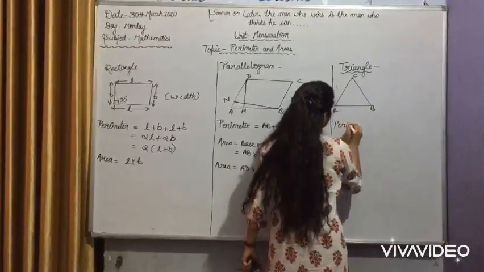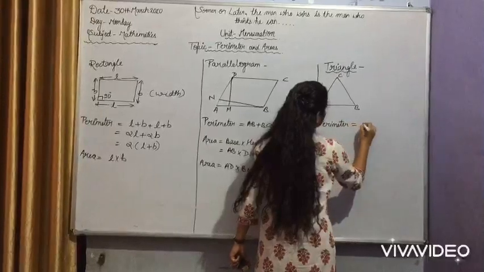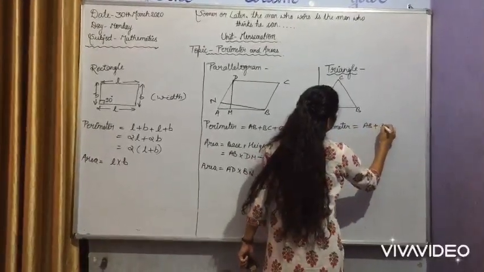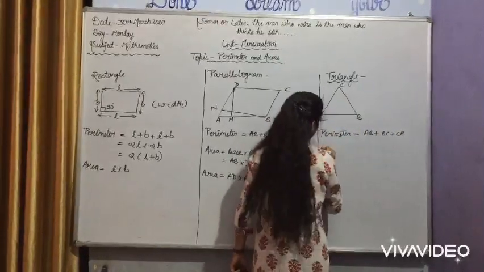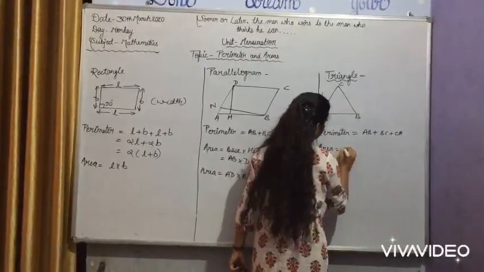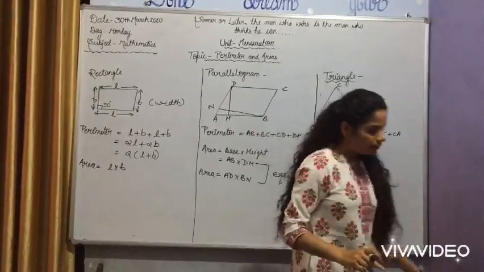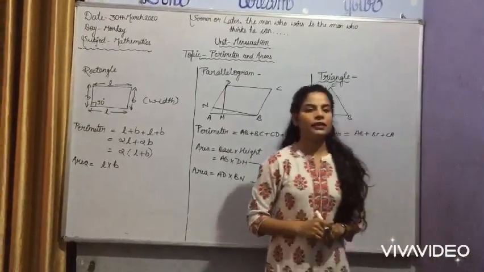So perimeter is given by the sum of lengths of all the sides, like we have discussed in other cases also. How do you take out area? Now I'll be giving you two formulas for area here.